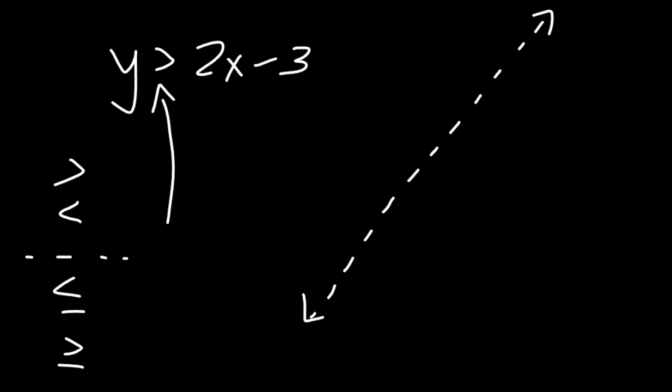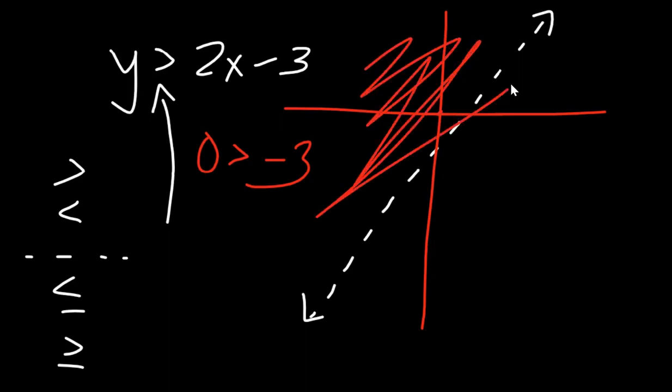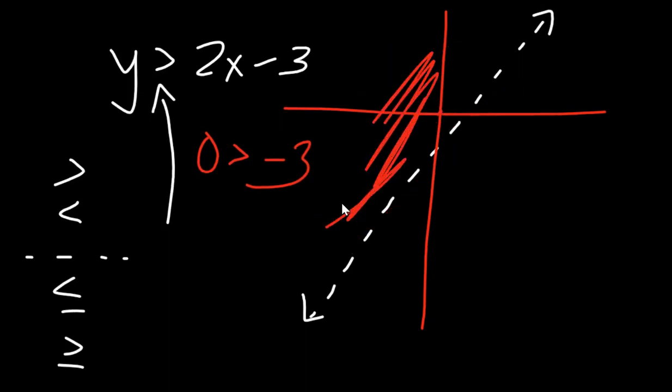However, the best method is to just pick a point. For example, the easiest one would be 0, 0. We just see if 0, 0 works, and wherever 0, 0 is, then that is that, right? So the graph would look something like this. We try 0, 0, and that's 0 is greater than 2 times 0 minus 3. 0 is greater than negative 3, so 0, 0 does work. So we color in this spot. Whoops, not that spot. Above the line.